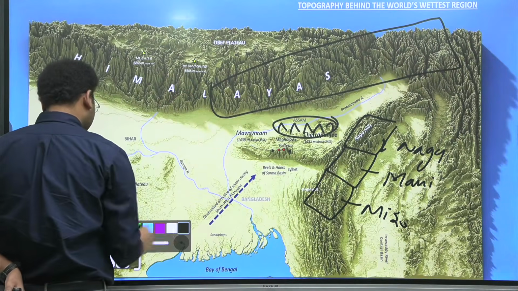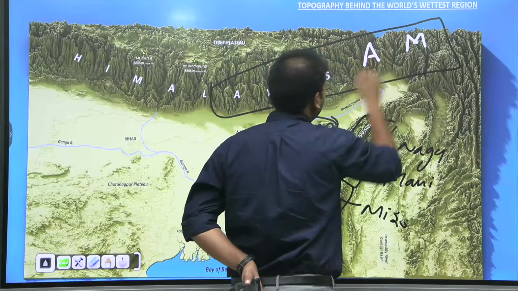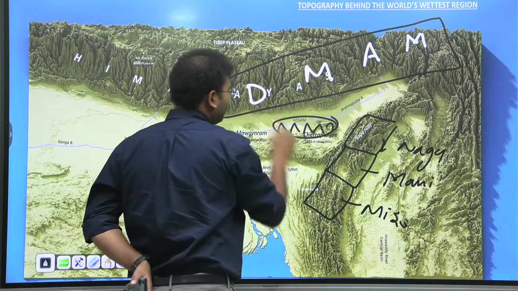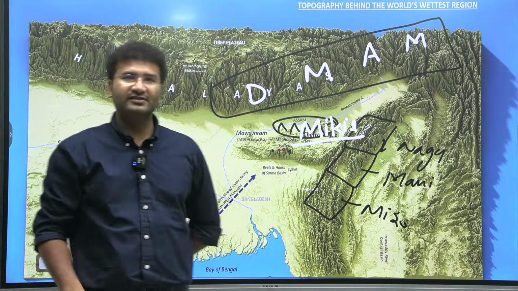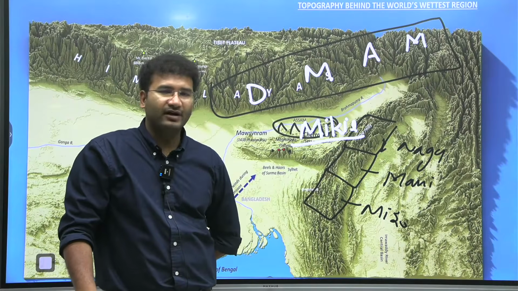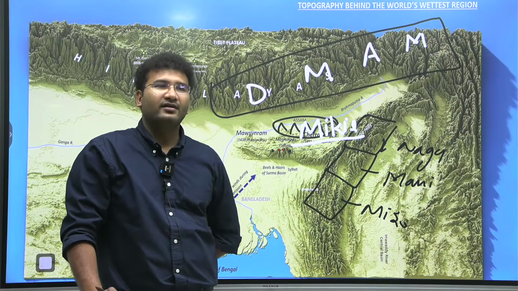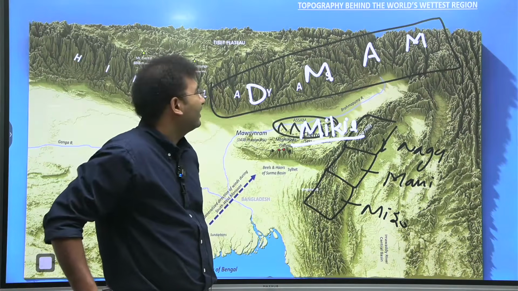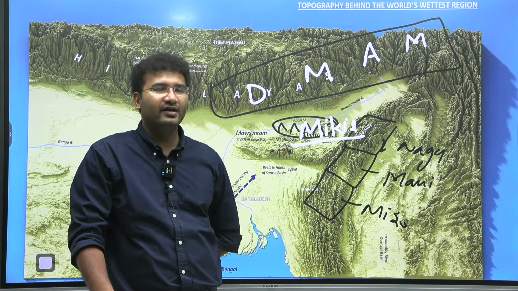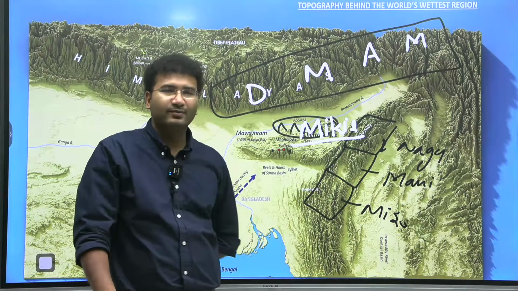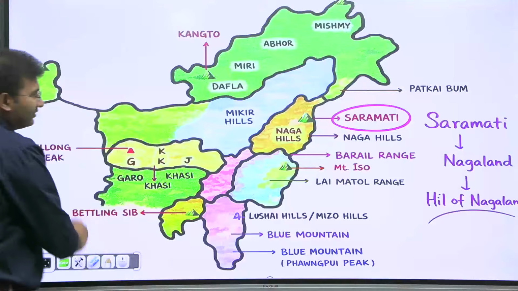These tribal communities are Mishmi, Abor, Miri, Dafla, Mikir. Repeat after me. The mountain ranges in Arunachal Pradesh which are named after the tribes are Mishmi, Abor, Miri, Dafla, and Mikir in Assam. So these are the major mountain ranges which are seen in the northeast.